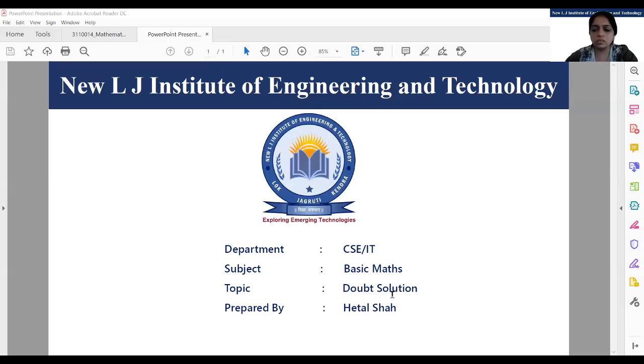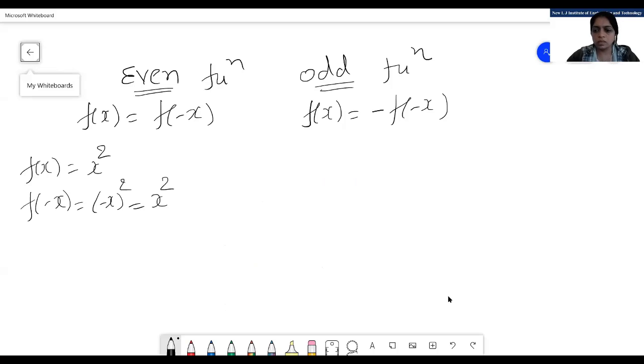Okay, students, can you see the whiteboard? Screen is not visible. Okay. Just a minute. Now, students, can you see the whiteboard? Now the screen is visible? Okay.